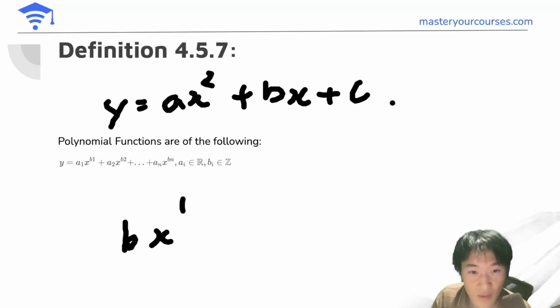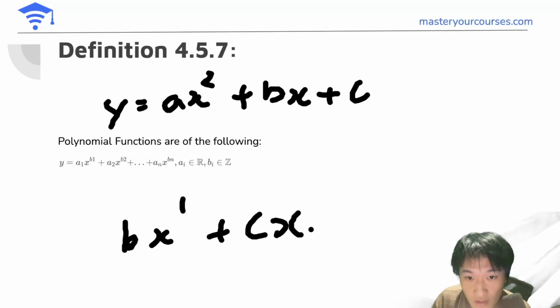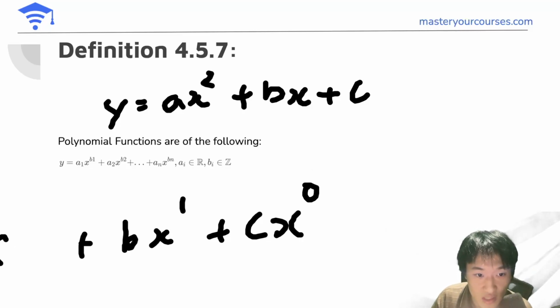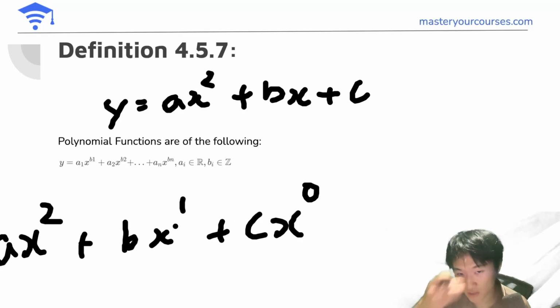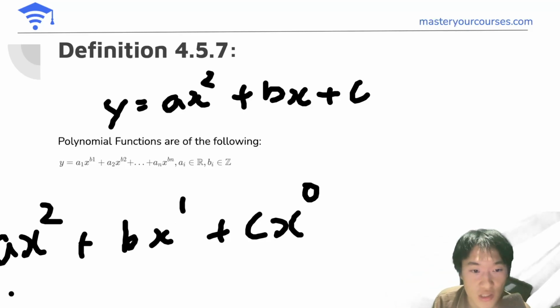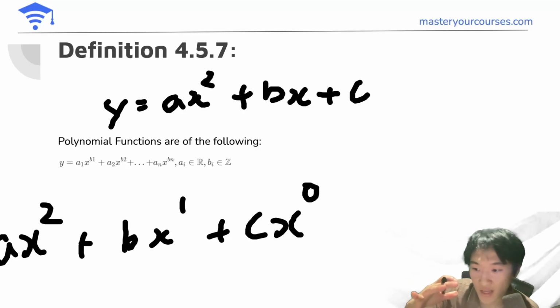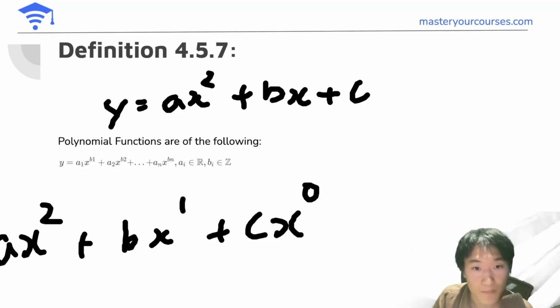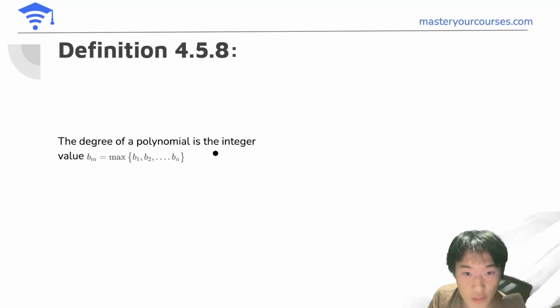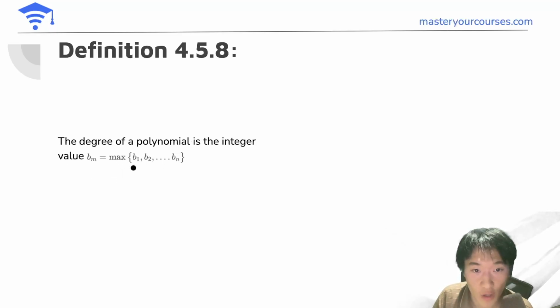And then this, you might see, oh, there's no x. There is. It's just the power of 0. So you have c times x to the power of 0. So you can see that the quadratic formula, or the equation, is also a polynomial function. So now you have a kind of a group definition for a lot of the functions that you've been dealing with. Now, the degree of a polynomial is the integer value, the maximum of all the b's being the exponents.